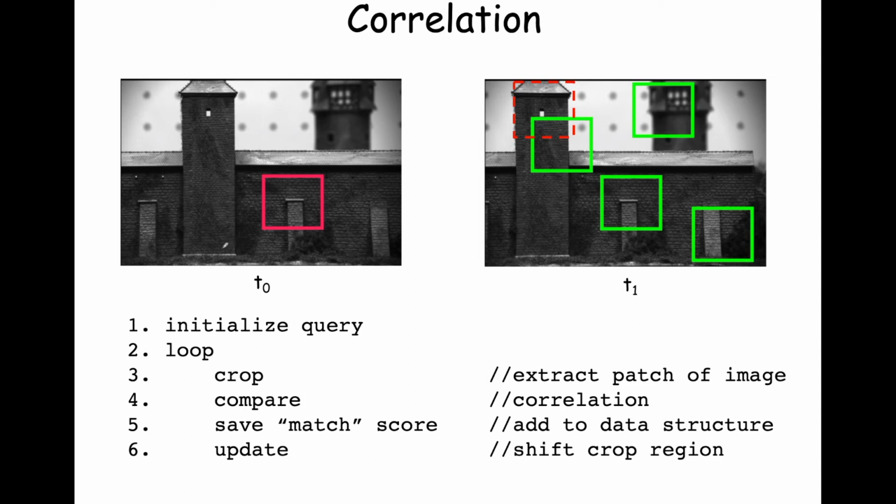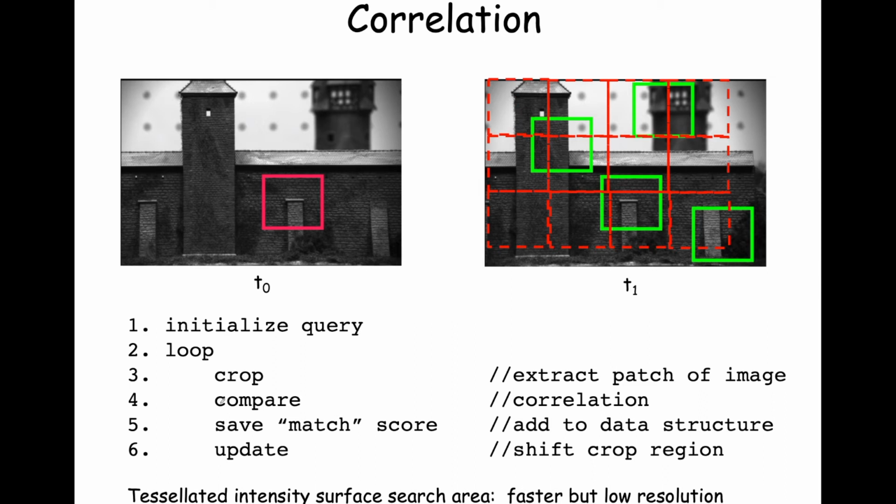So we start out, we initialize our query, and in a loop, we crop, we compare using correlation. We save that match score, the correlation score, and then we update the crop region by shifting it along some schedule. Now, of course, this seems all fine and good, but there's a little bit of a practical problem in this. There's a trade-off between resolution, the level of granularity for which you're searching, and the performance.